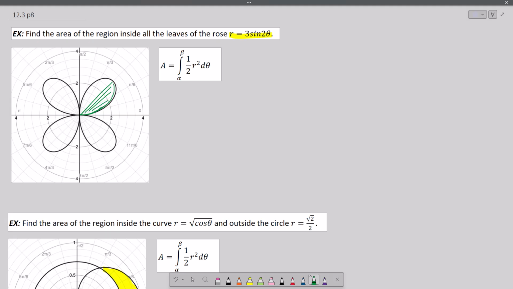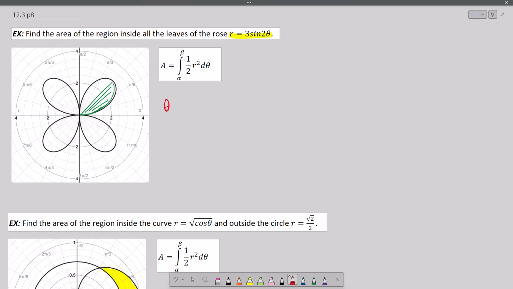So if we multiply by 2, we'd get 1 petal, and if we want all the petals, we'd multiply it by 8. So 8 would give us the total area. So if we can figure out the theta values that generate that half petal, then we're good to go. And if we think about the way we've been doing this.